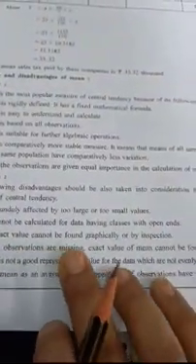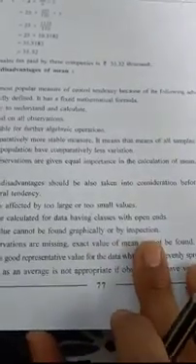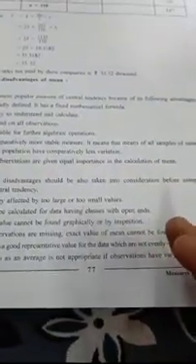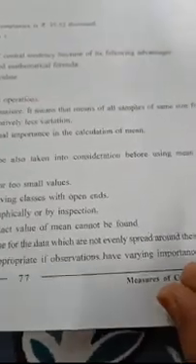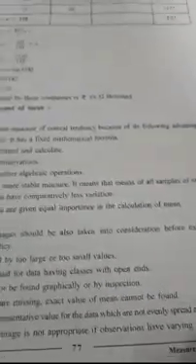Its exact value cannot be found graphically or by inspection. Roughly, if we are going with the help of a graph, we cannot find it. Or if we are doing a survey or inspection, at that time also we cannot find the average mean. We have to compulsorily calculate it. If a few observations are missing, the exact value of the mean cannot be found. There are a total of 8 observations, but from those 8 observations, any one is missing or 2 are missing, then the mean cannot be found out.